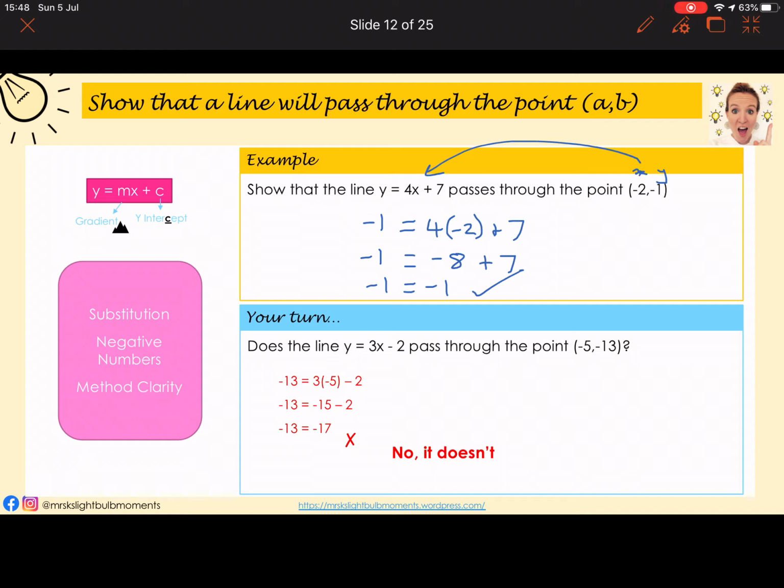Okay, so our first one, you see the slight difference, that was a "show that". So we knew it did pass through the point, we just had to show it clearly in a method. The second one was asking whether it did. So we had to work out whether, if we put those numbers in, it would work in that equation. It doesn't work in the equation, so it means that that coordinate does not sit on the line. Okay? You've got to be really careful with your method here and how you're showing it. This isn't something you can just do in your head, especially a "show that" question. It has to be really clear.